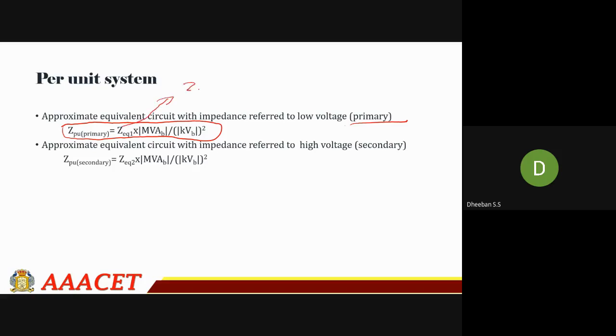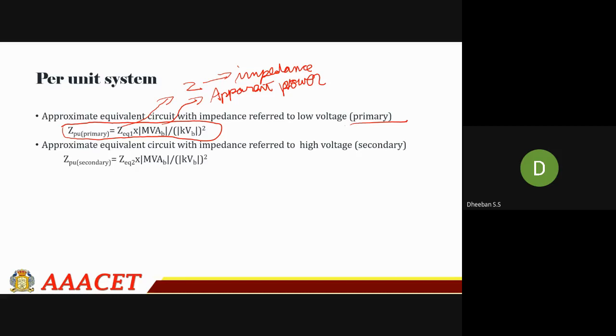I have already spoken about your impedance. So that is the equivalent impedance into MVA. MVA corresponds to your apparent power, divided by the kV base. Here kV means kilovolt, so here it's the kilovolt sending-end voltage.